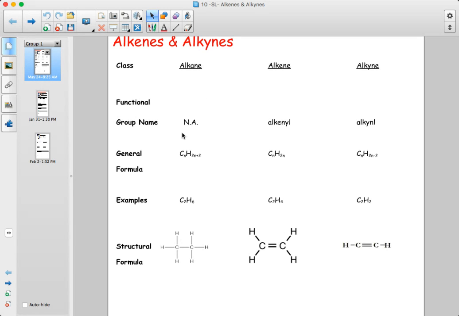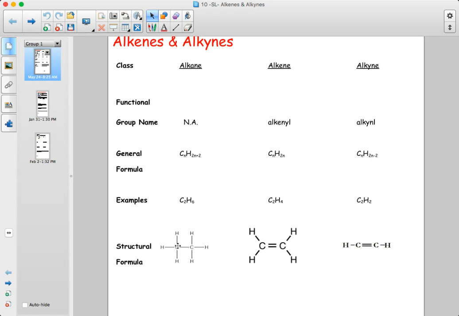The difference is that while alkanes have no functional group, with all single bonds between carbons and hydrogens, the alkenes have at least one carbon-to-carbon double bond, and the alkynes have at least one carbon-to-carbon triple bond. The name of the functional group itself, so this double bond, if you saw this in a larger organic molecule, we'd refer to that as the alkenyl group, and this is called an alkynyl group.